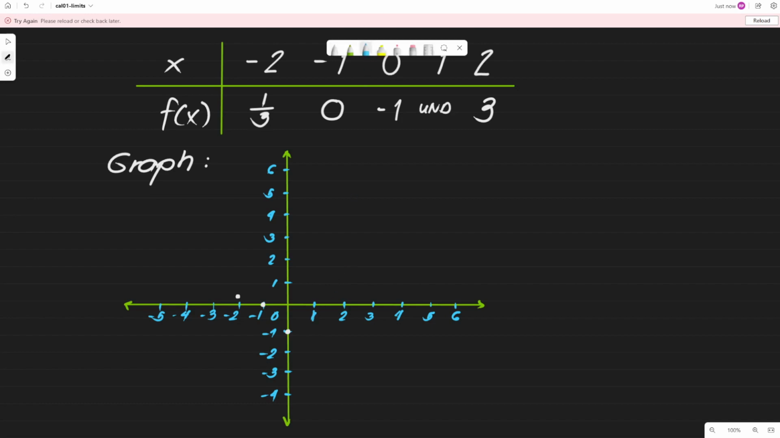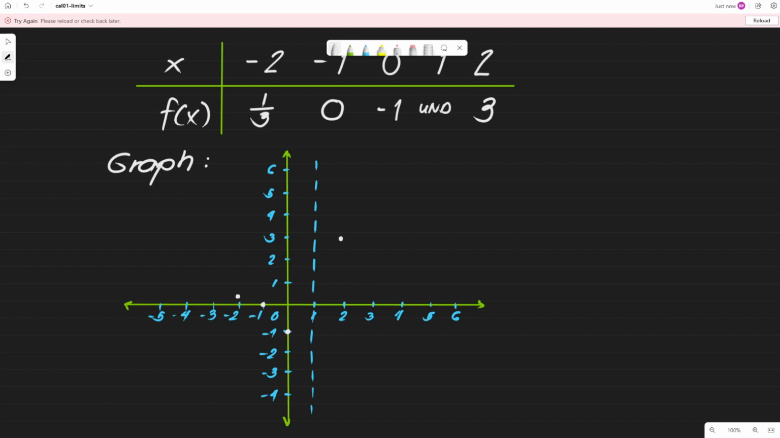Because here it is undefined. Meaning our graph will not pass through this point. Then we have 1, by the way, that's 1. Then for 2, the value of our function is already 3.